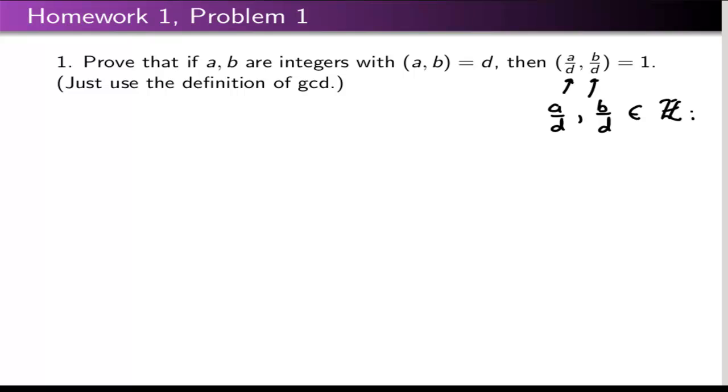And probably the key thing here is just to introduce some letter for this GCD. So let's just let E be the greatest common factor of a over d and b over d. So these are just a couple integers, and so they will have a greatest common divisor. So what's our goal then? Our goal is to show that E equals 1.